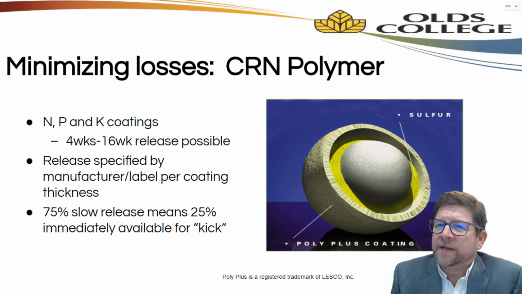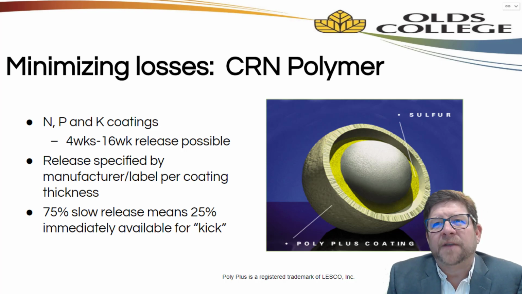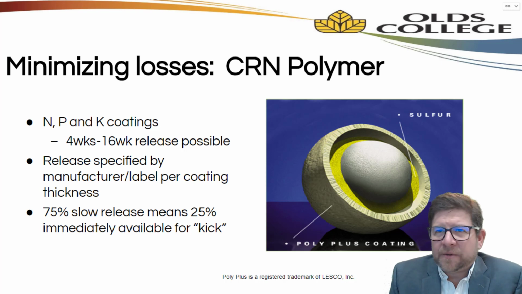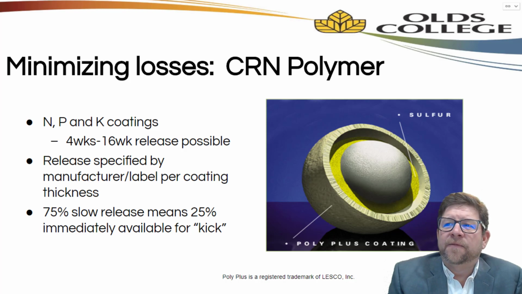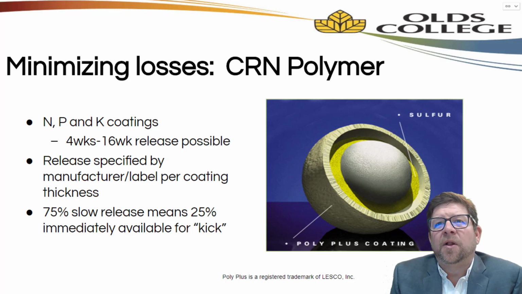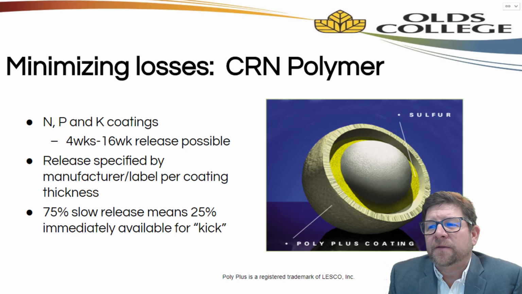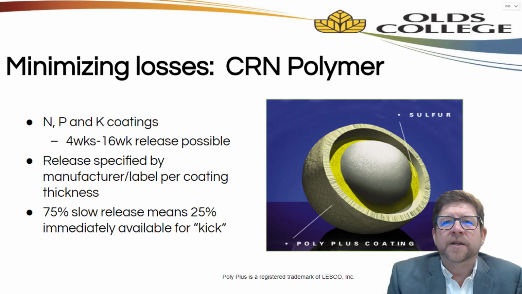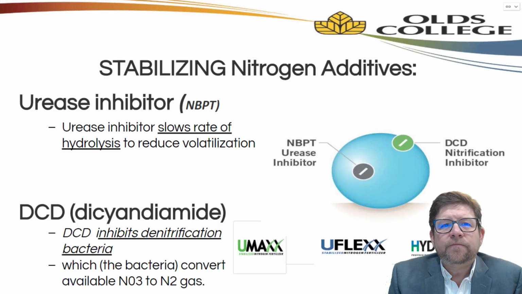When I decided to finally put fertilizer down, I needed a bit of a kick right off the get-go to catch up, so to speak, from that visual chlorosis. So it's quite common to find a fertilizer product, a CRN polymer with 75% slow release and 25% immediately available, which will give you that initial kick right after application.